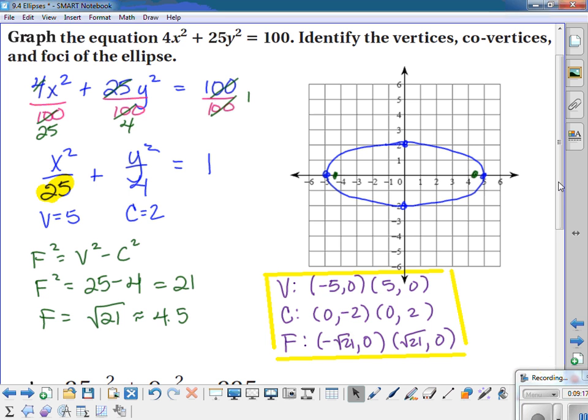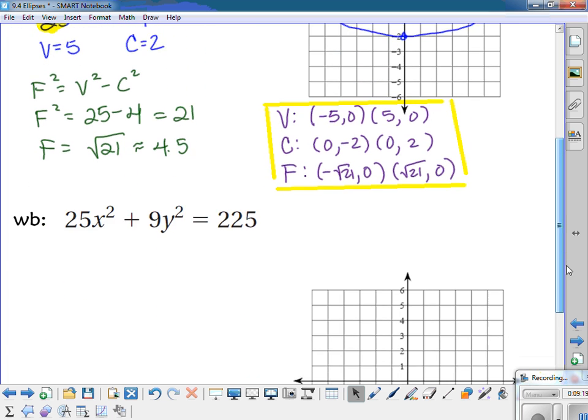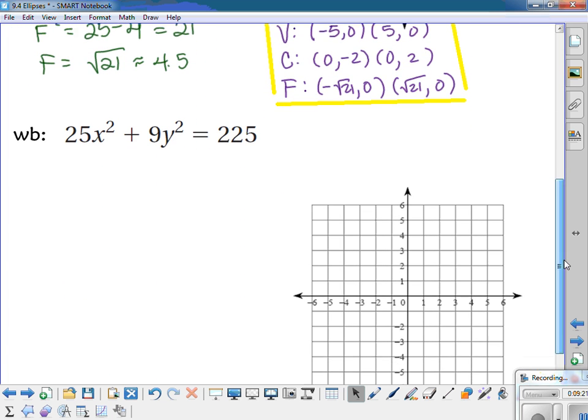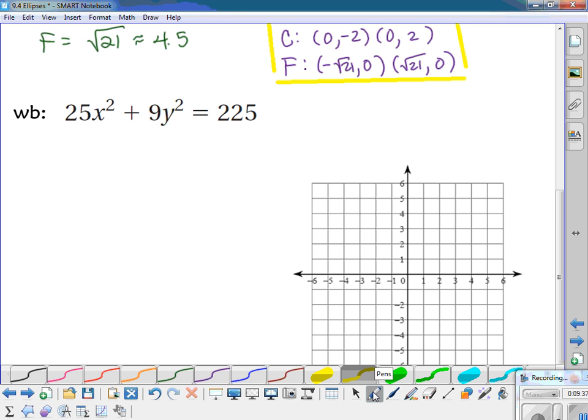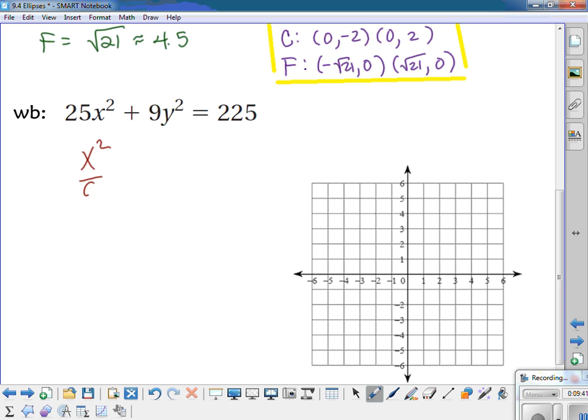Okay, so now I've got one for you guys to do on your whiteboards. 25x squared plus 9y squared equals 225. Before you go to all the trouble to graph it, show me your equation so I know you're doing it right, okay? All right, so are we all coming up with x squared over 9 plus y squared over 25 equals 1?